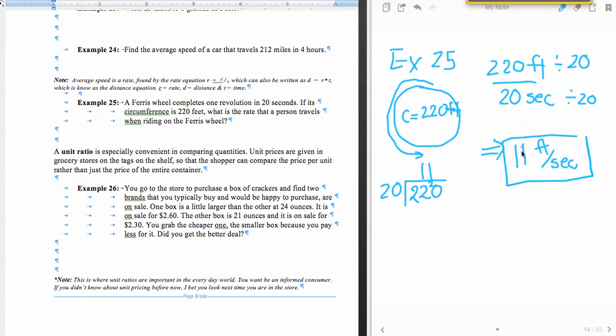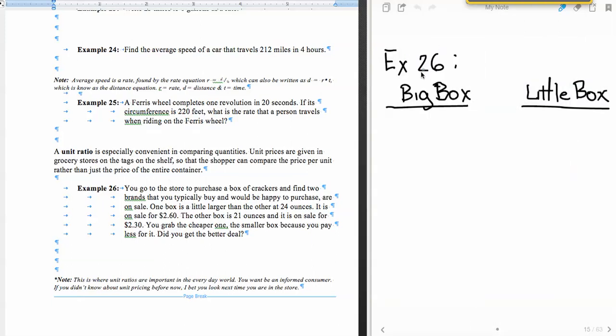All right, now the next one, we have a little bit of a more real-world problem. And this is one of the reasons that we want to look at unit rates. These come up in our world quite frequently. So you go to a store to purchase a box of crackers, and you find 2 brands that you typically buy and would be happy to purchase are on sale.